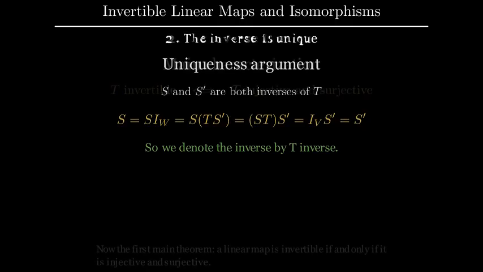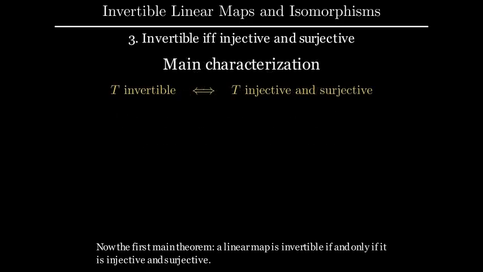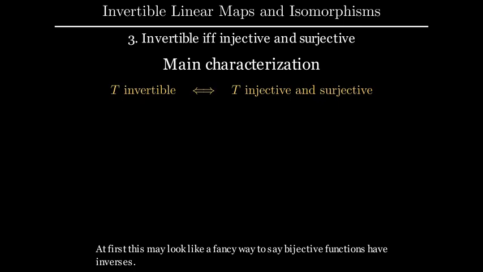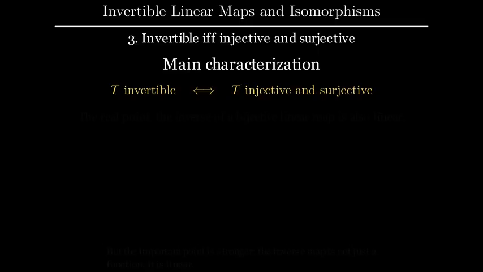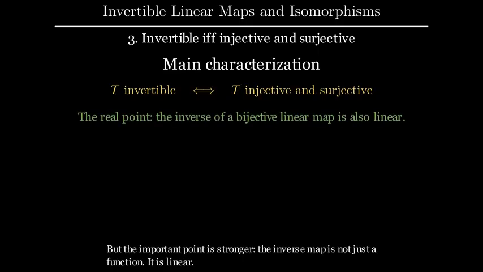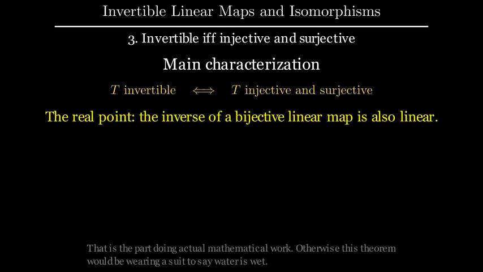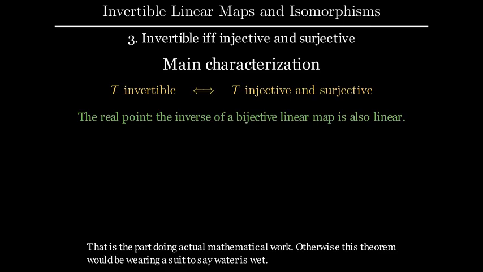Now the first main theorem. A linear map is invertible if and only if it is injective and surjective. At first this may look like a fancy way to say bijective functions have inverses. But the important point is stronger. The inverse map is not just a function. It is linear. That is the part doing actual mathematical work. Otherwise this theorem would be wearing a suit to say water is wet.